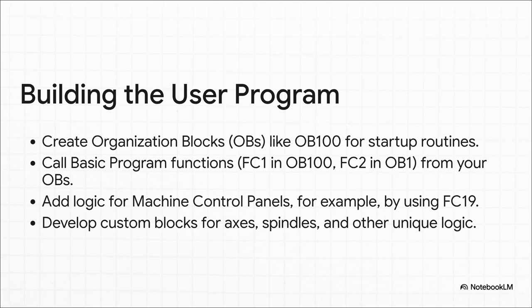You'll have something like OB100 for everything that needs to happen at startup, and OB1 for the main loop that runs over and over. Then, inside these blocks, we have to call those important functions from the basic program, like FC1 and FC2, to make sure everything is connected properly. After that, it's all you. You'll write the logic for the control panels and build custom blocks to handle your specific axes, spindles, all the unique parts of your machine.